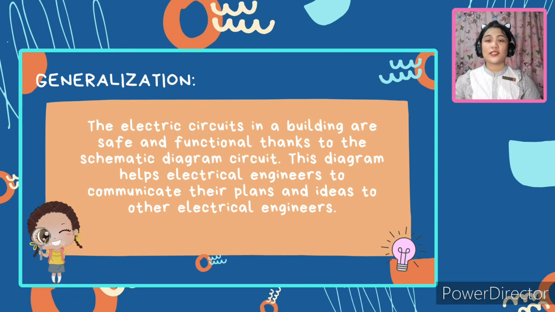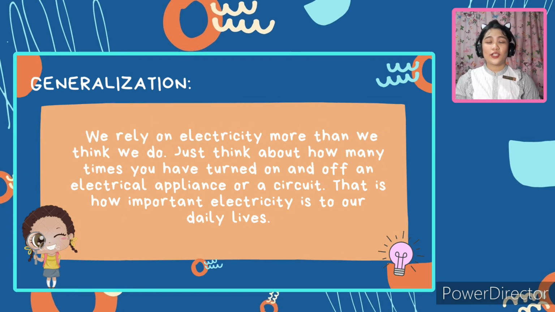The electric circuits in a building are safe and functional thanks to the schematic diagram circuit. This diagram helps electrical engineers to communicate their plans and ideas to other electrical engineers. We rely on electricity more than we think we do. Just think about how many times you have turned on and off an electrical appliance or a circuit. That is how important electricity is to our daily lives.